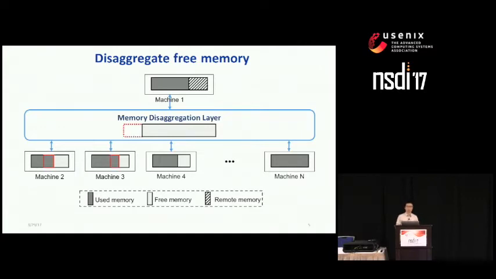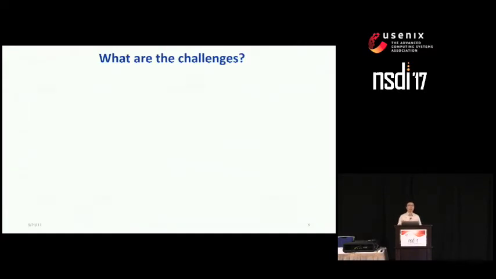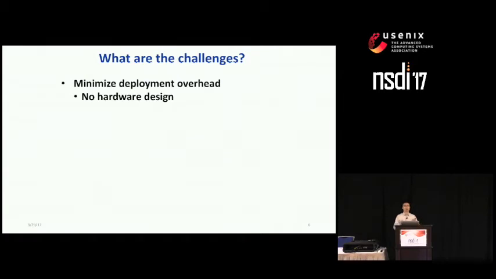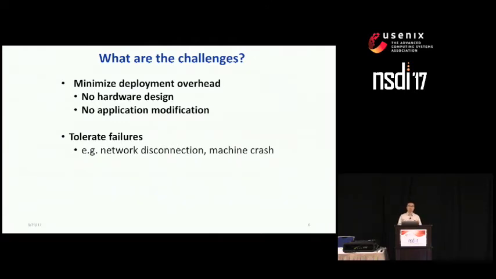But to make this idea practical, we still have many challenges. The first one is how to minimize the deployment overhead. This memory disaggregation system should be applicable to existing hardware and applications in the cluster. Also, running inside the cluster, this system has to tolerate failures such as network disconnection and machine crash. And the most important challenge is how to make this design scalable.